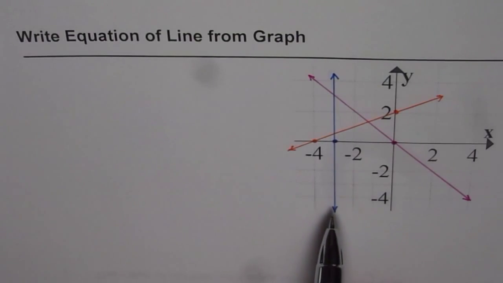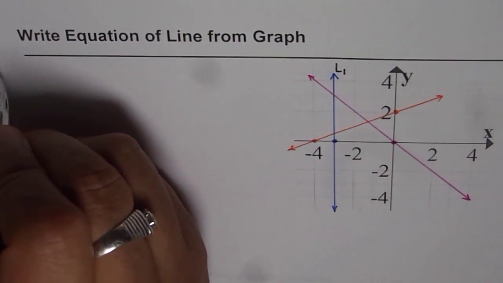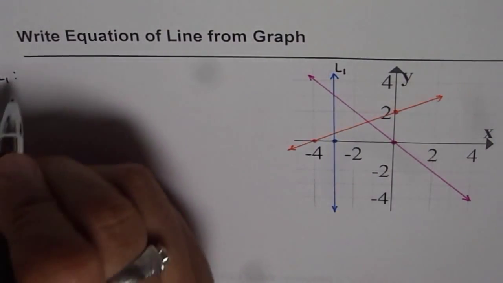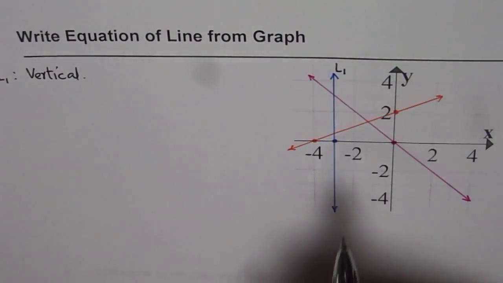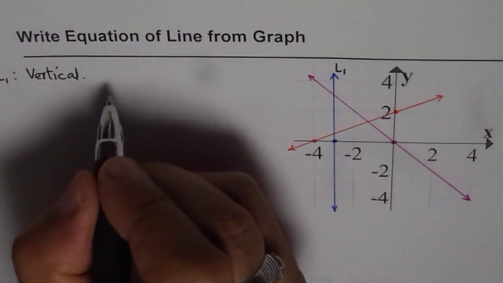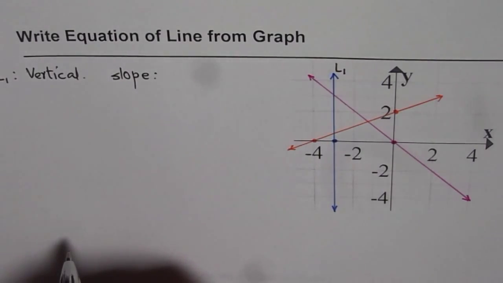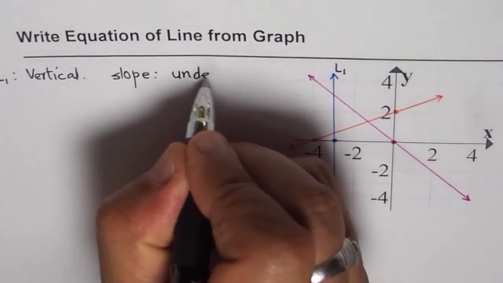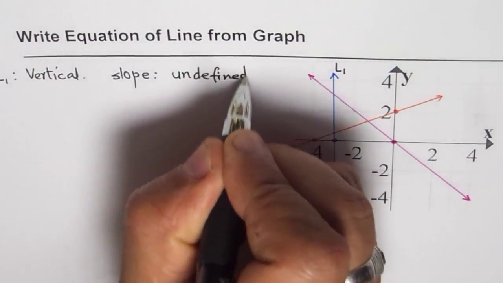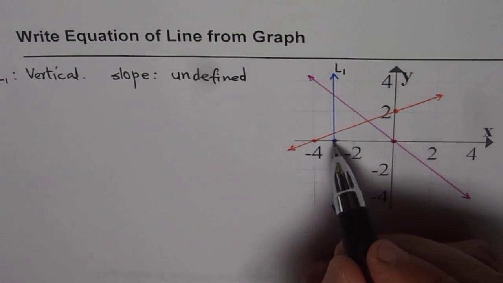Let's start with this blue line, which is a vertical line. Let me say that this line is L1. So we have a line here, L1, which is vertical. Now for this line, what is the slope? A vertical line has an undefined slope. It is not 0, it is not any other number, but it is not defined.